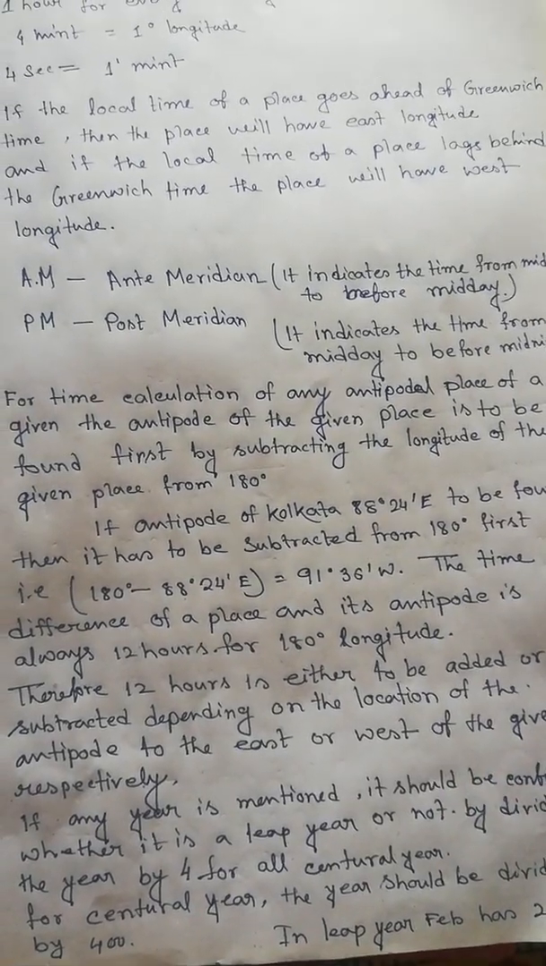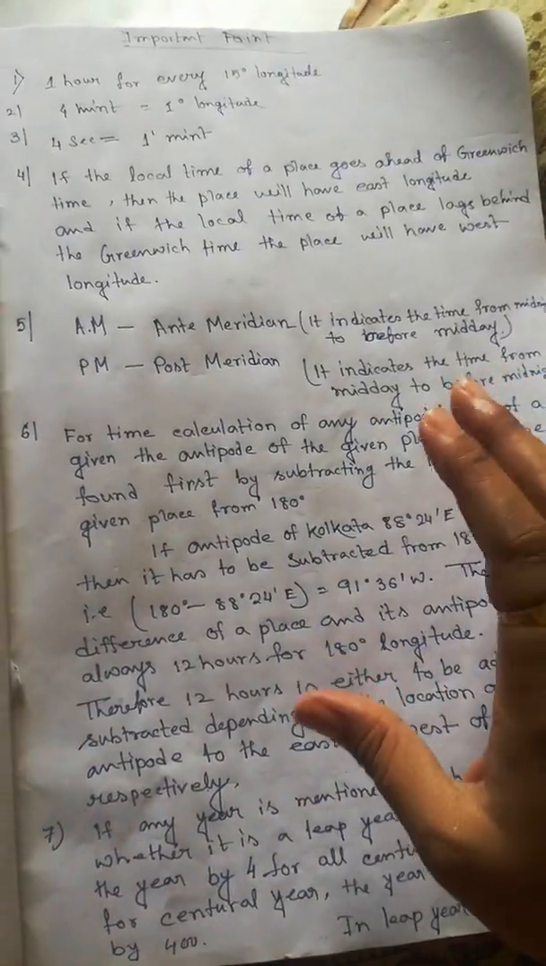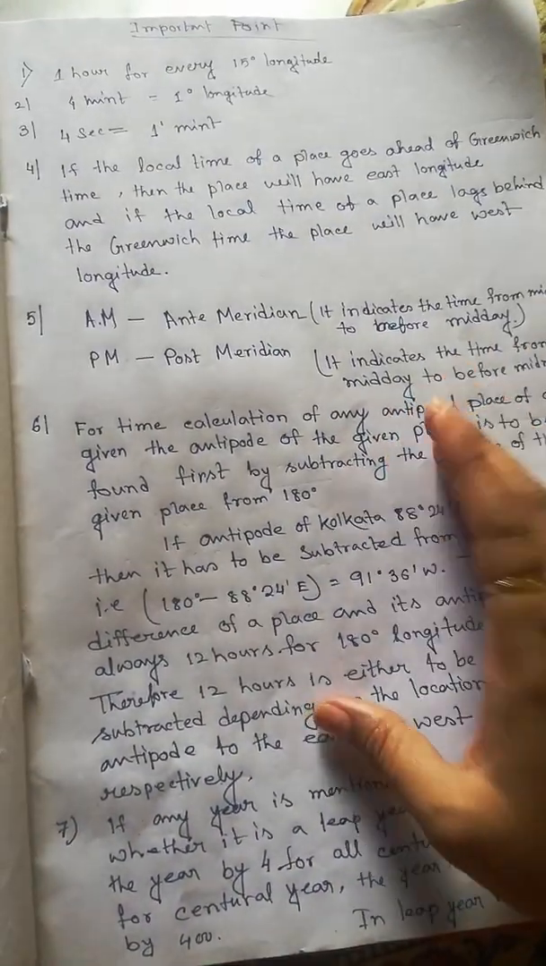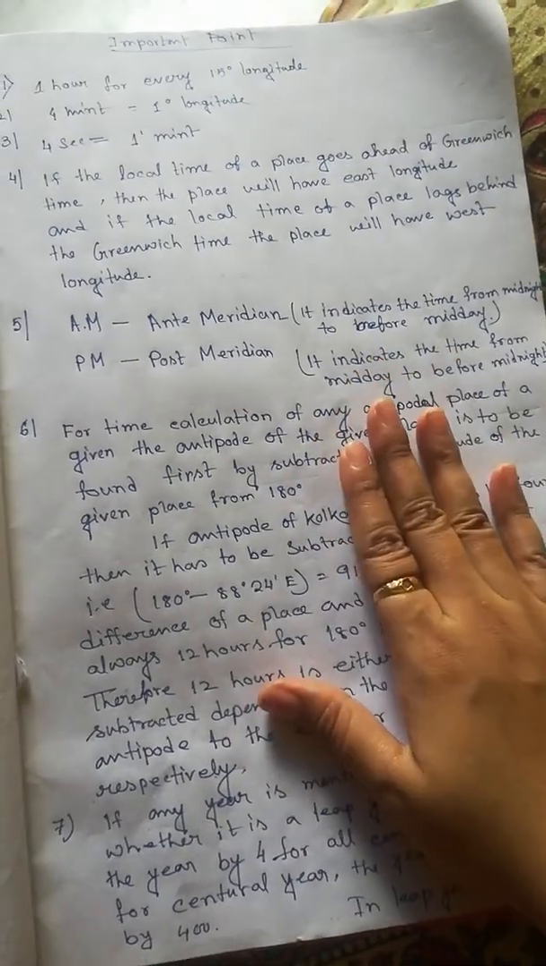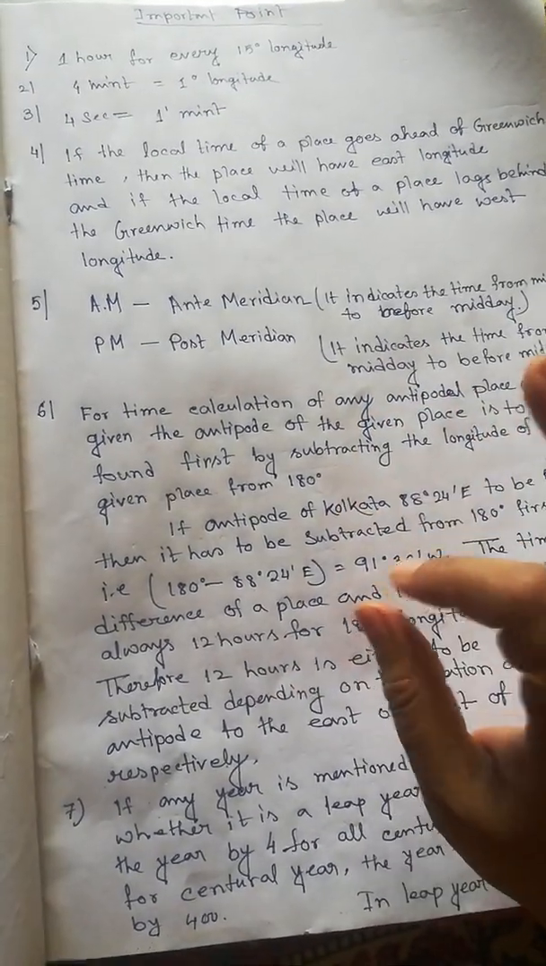Okay, today our chapter is determination of the locations and places on the Earth's surface. Before calculating any place's time and date and the longitude or latitude, you have to remember some important points.